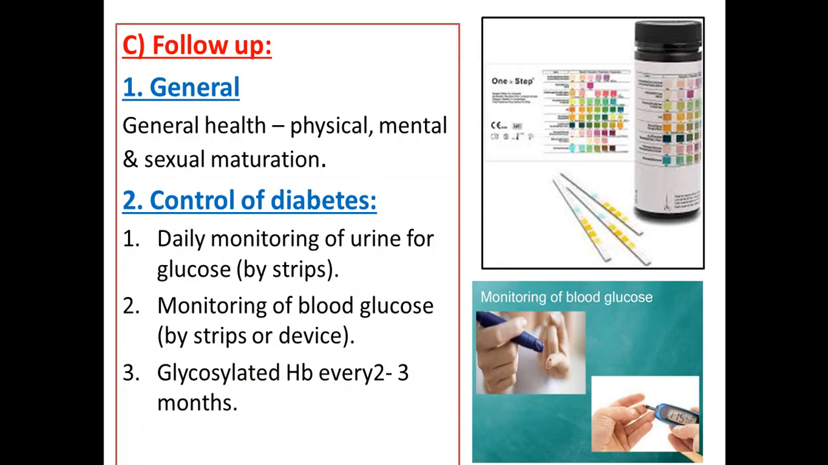So how do we follow the patient? First of all, we have to check the general condition, general health, physical health, mental health, and sexual maturation, because most of these children get retarded growth and stunted growth and fail to gain full sexual maturation if they are poorly controlled. But if they are controlled well, they can reach normal sexual, physical, and mental maturation. Control of diabetes, we need daily monitoring of urine by doing urine strips.